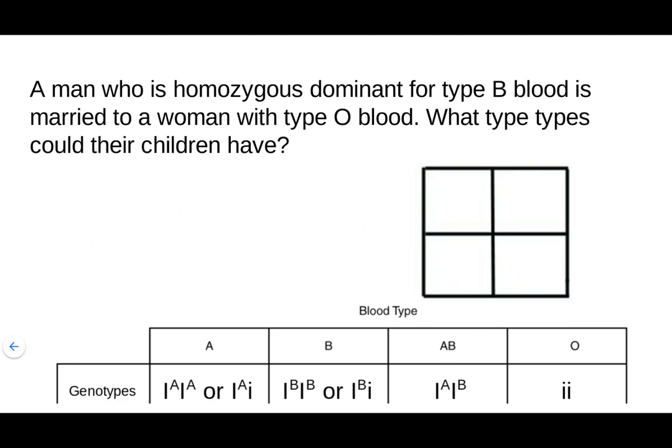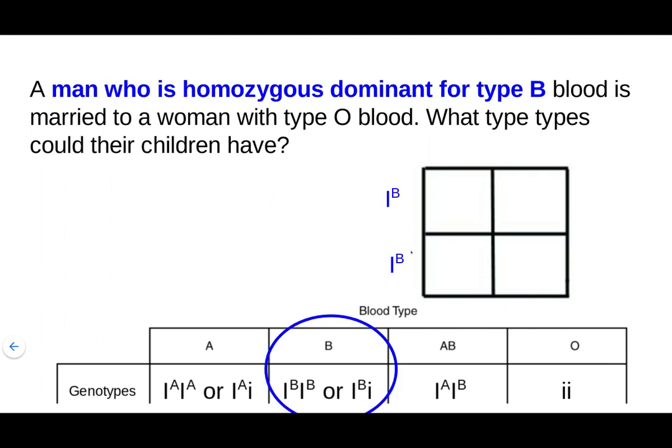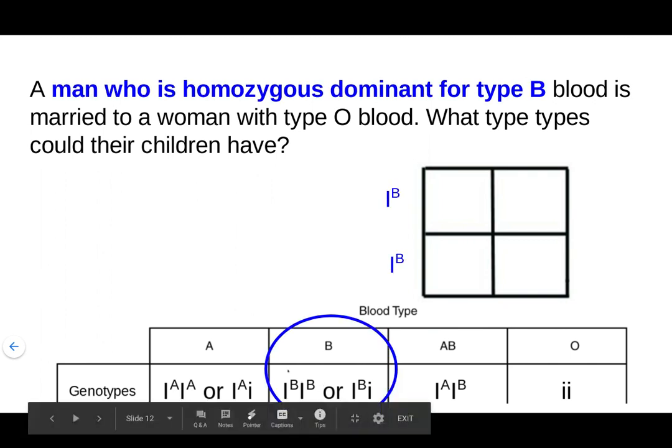Let's do a slightly harder one. A man who is homozygous dominant for blood type B is married to a woman with type O blood. What blood types could their children have? That was a little typo. The man is homozygous dominant for blood type B. So looking at blood type B, I have the homozygous dominant version. Remember, homozygous is the same, versus heterozygous, where you have the dominant allele but also a recessive.